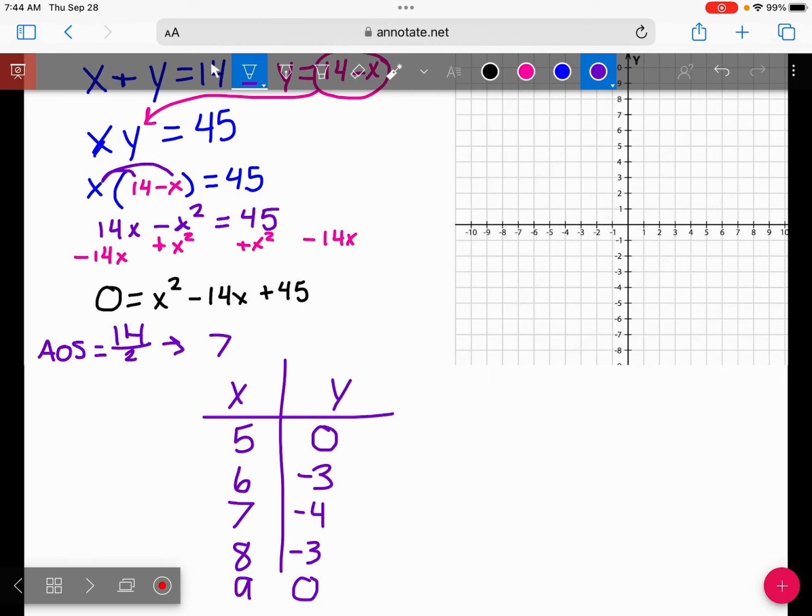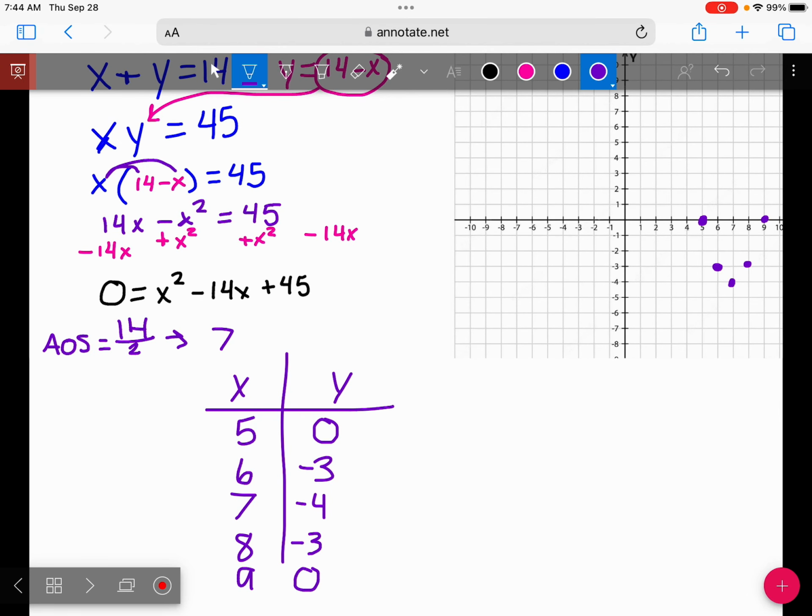And we're going to plot our points. We've got 5, 0, 6, -3, 7, -4, 8, -3, and 9, 0. And our parabola looks kind of like that.